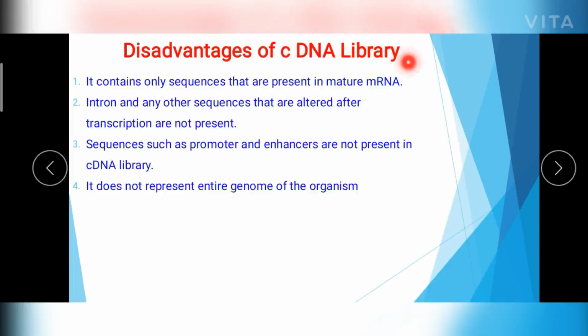Coming to the limitations or disadvantages of the cDNA library, it contains only the sequences that are present in the mature RNA, and introns and any other sequences which are altered after transcription are not present in this cDNA library. Also, the regulatory sequences such as promoters, enhancers and untranslated regions are not present in the cDNA library, and the entire genome of the organism is not represented in this cDNA library. So these are some of the limitations of cDNA library.